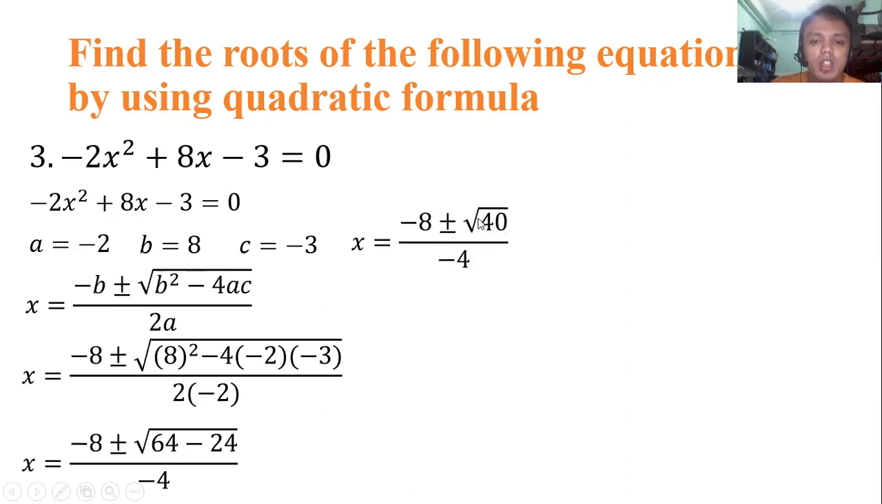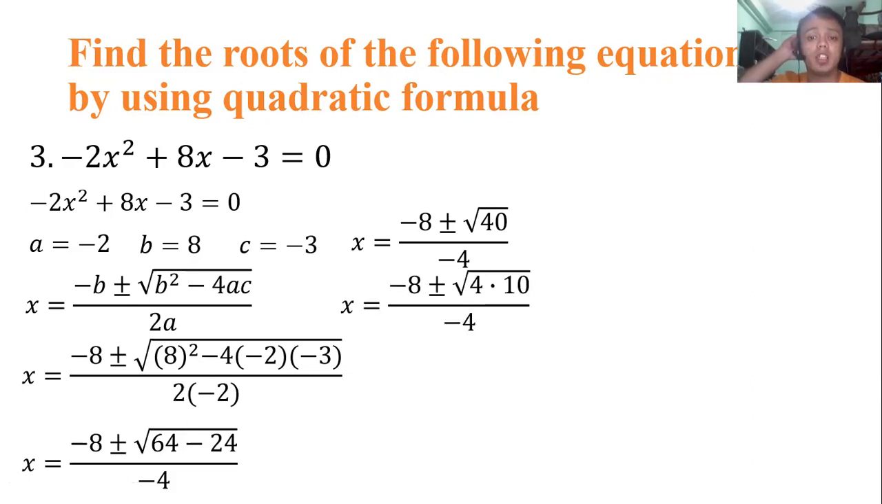Is 40 a perfect square? No, it is not a perfect square. So if it is not a perfect square, we take the factors of 40 where one factor is a perfect square. It could be 20 times 2, 8 times 5, 4 times 10. So you choose the one where one factor is a perfect square. Therefore, we can take 4 times 10. 4 is a perfect square. So what is the square root of 4? We have 2. Square root of 4 is 2. We take it out and leave 10 inside the radical sign.